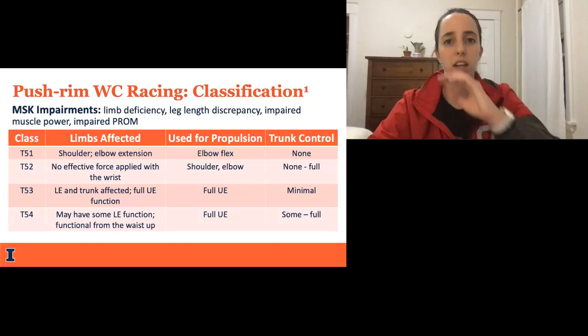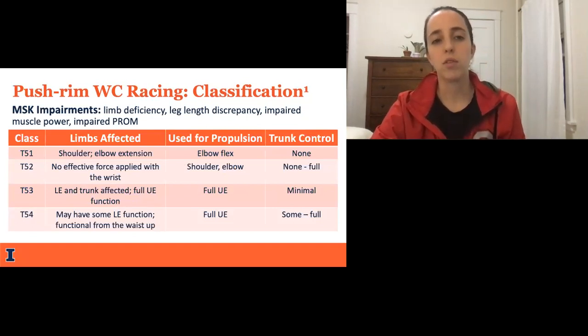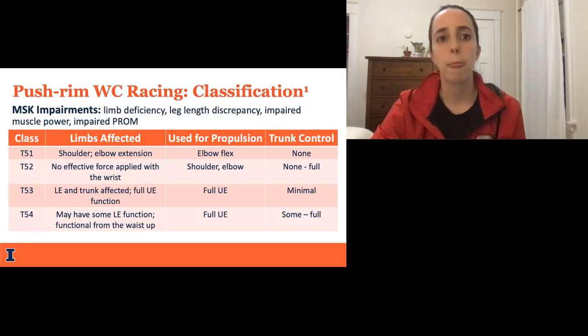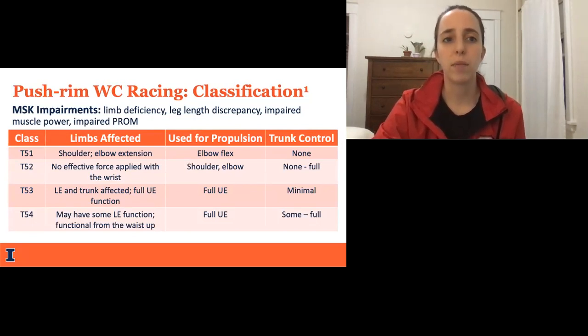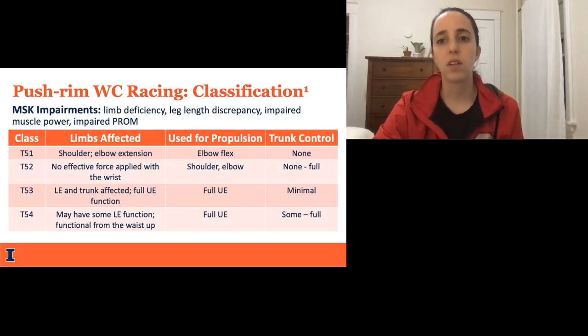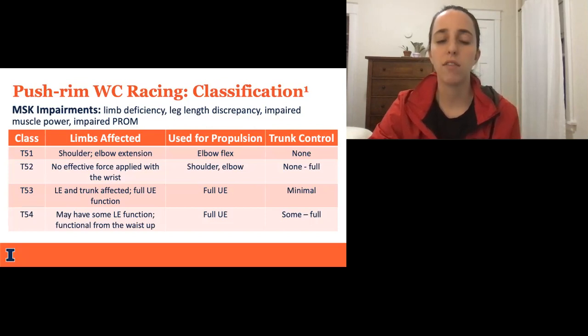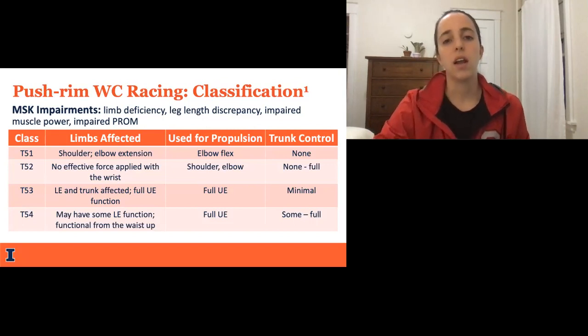The other half of the classification system is for musculoskeletal impairments. These impairments include limb deficiency, leg length discrepancy, impaired muscle power, and impaired passive range of motion. These classes go from T51 to T54. T51 is going to be the most affected class. They're going to have limited shoulder and elbow extension function. They're going to use elbow flexion for propulsion, and they're not going to have any sort of trunk control.